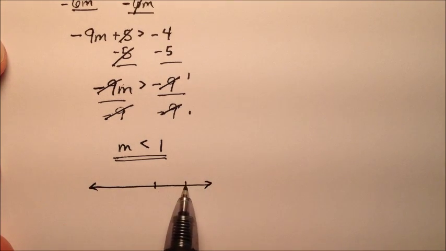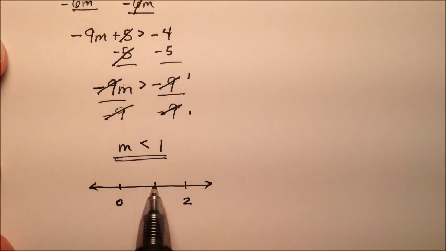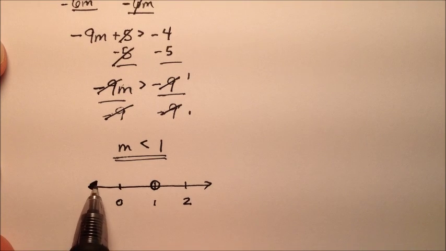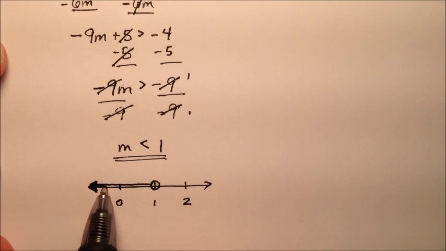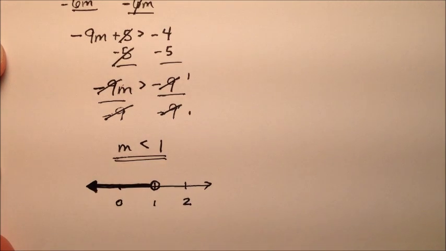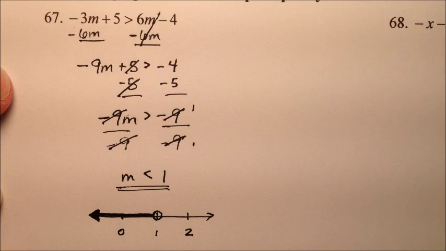So we have 1 in the middle, and we always go 1 to the right and 1 to the left. So 0, 1, 2 will be our number line that we see. And it's going to be open at 1, and since it's less than, our line is going to go over here to the left where it's less than, toward the negatives. And I'll shade all that in. So the solution for 67 will be m is less than 1. So we have an open circle at 1 with a line extending indefinitely to the left.